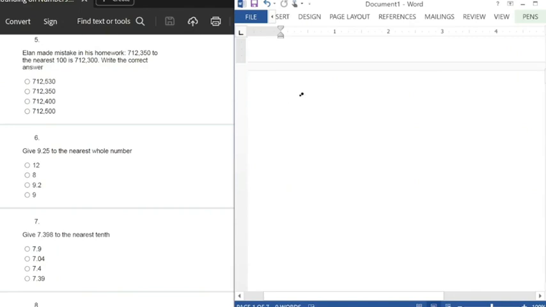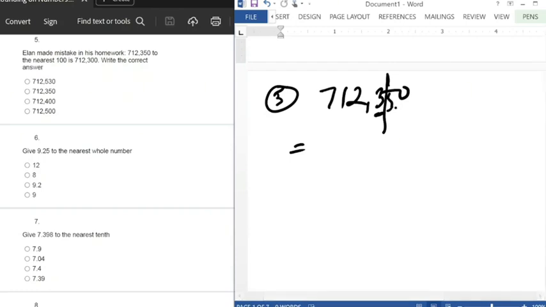So let's write the question out. 712,350. So let's round this to the nearest hundred. So 3 is the hundred place, right? The next digit to the right is 5, which means we're going to round up. So we are going to round up because this digit here is 5. So that means we're going to add 1 to 3. So that gives us what? 4. So in that case, we have 7, 1, 2, 4.